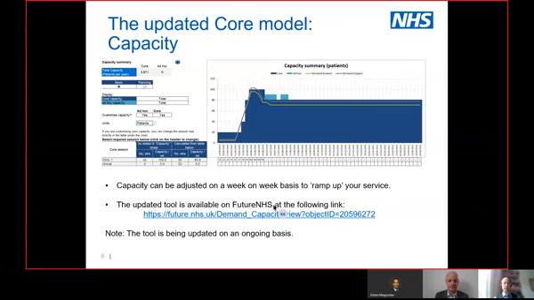The other aspect, of course, following on from demand, is capacity. So the model will also let you look at your capacity on a week-on-week basis for your various clinical sessions, and you can actually use the tool to look at how you might be accelerating the opening of your services and how that might match up, and if there is any potential risk of mismatch occurring. So the tool itself is available on Future NHS, and it's being updated on an ongoing basis. So if you do download the tool, do check back on a regular basis to see if anything has been updated. So that's the concept of the tool itself.